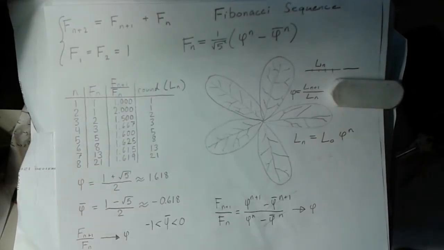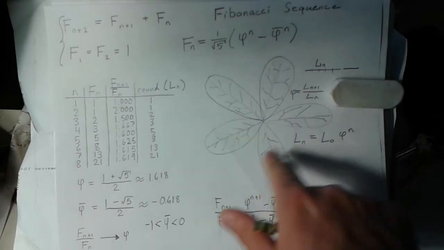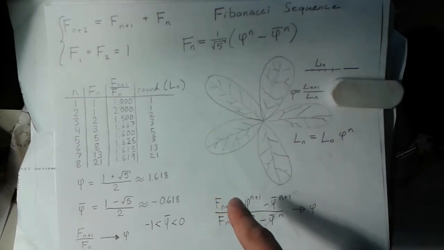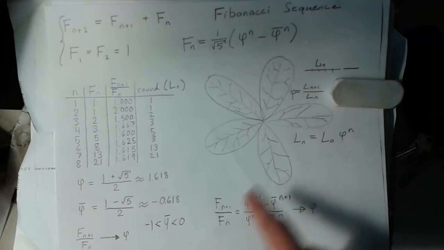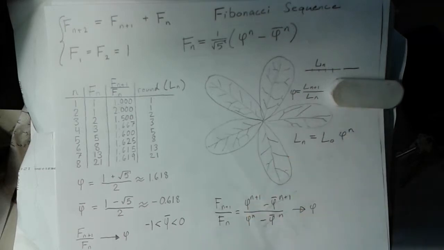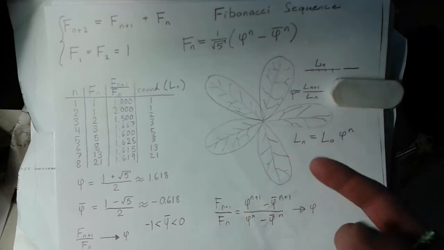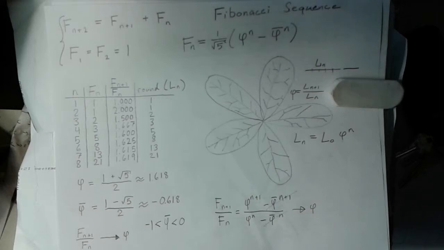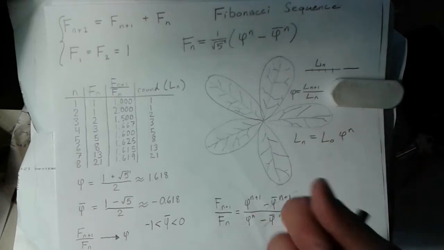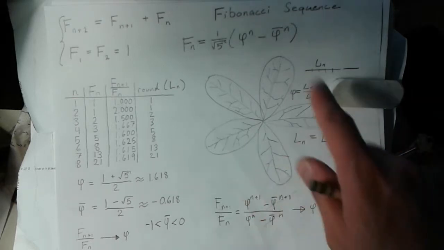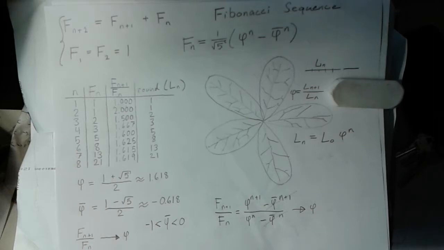And so the only problem with this is if I have 5 leaves, then this is telling me that Ln plus 1 is just going to end up being the golden ratio times 5 leaves, and the golden ratio is not an integer, so the new amount I'm going to get is not an integer. That's a problem because you have to have an integer amount of leaves. So what could be happening is you could just have a rounded version of that.